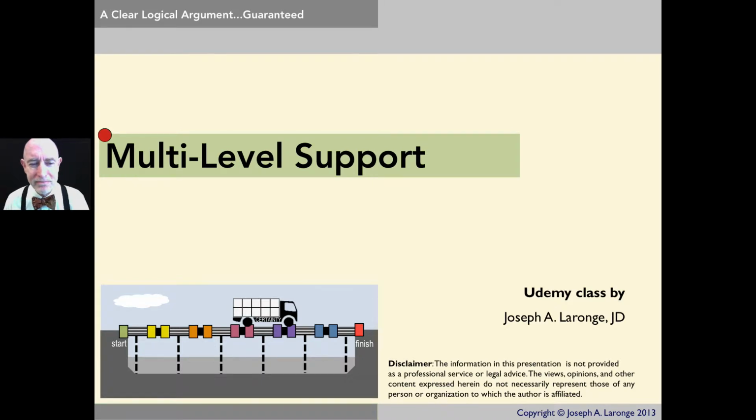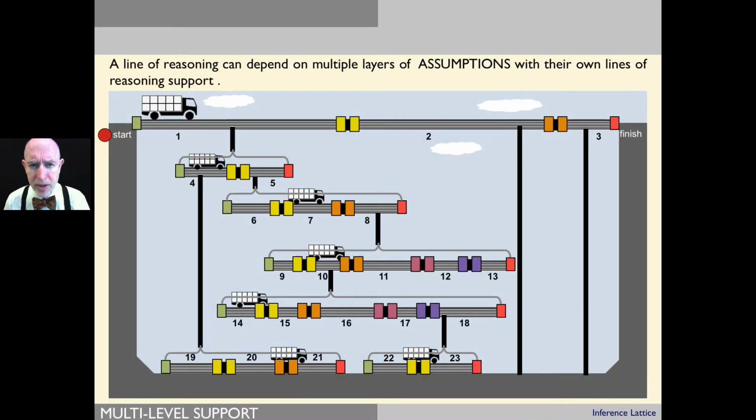Hi, welcome back. In this segment, we're going to talk about multi-level support. Now, we've already talked about how you can have a layer of assumptions underneath the main line of reasoning that provides either necessary or ancillary support to one or more of the premises. But argument structures can get more involved than that.